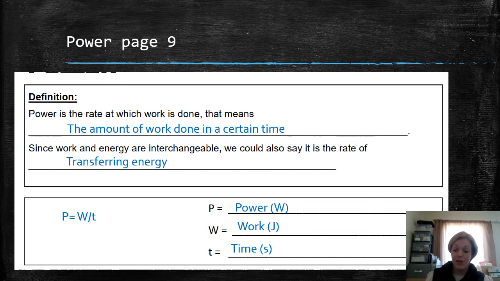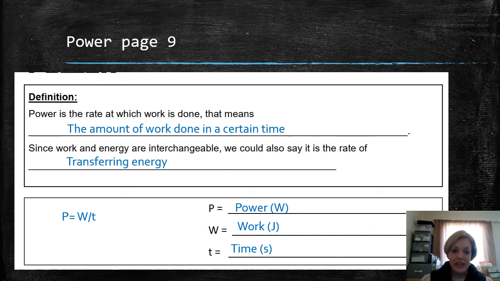So with that weightlifter, he definitely did more work in 2 seconds versus in 3 seconds. Okay, there was definitely more power involved there, because it was over a smaller amount of time.